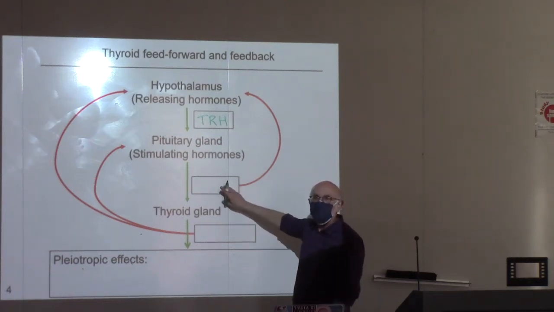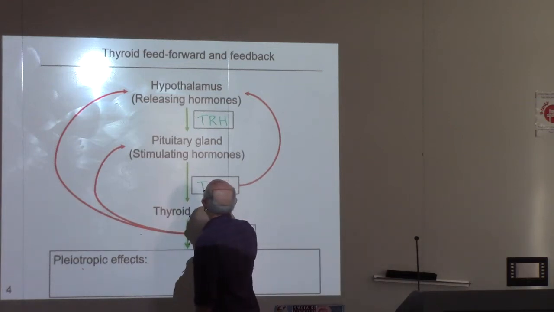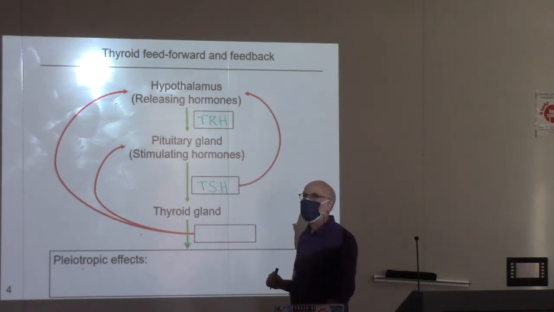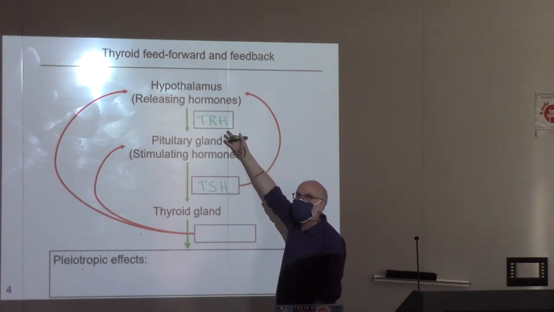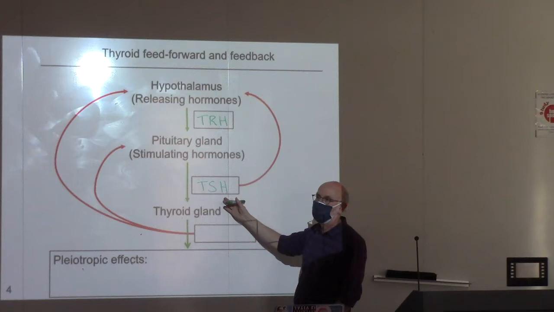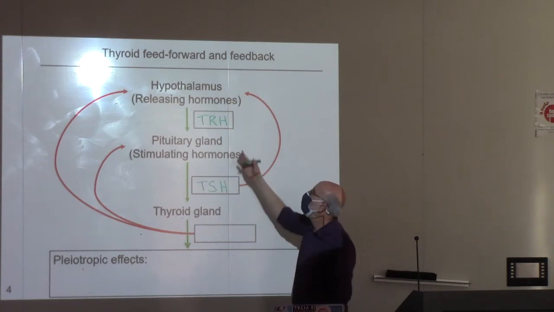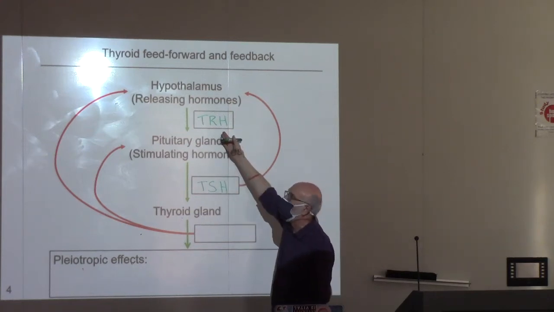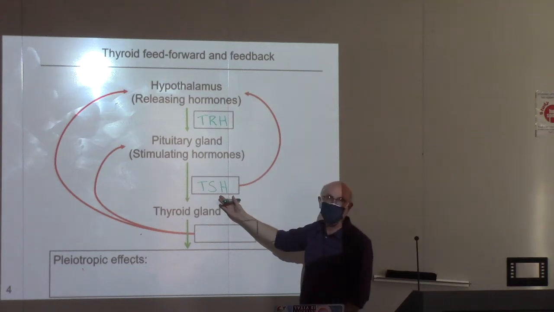What's the name of the hormone that goes in here? TSH. Thyroid stimulating hormone. Knowing that this is thyrotropin releasing hormone, and this is thyroid stimulating hormone, what's another name for TSH? Same story as with ACTH and CRH. TSH is also called thyrotropin. Thyrotropin releasing hormone. The hormone that causes thyrotropin to be released is thyrotropin.